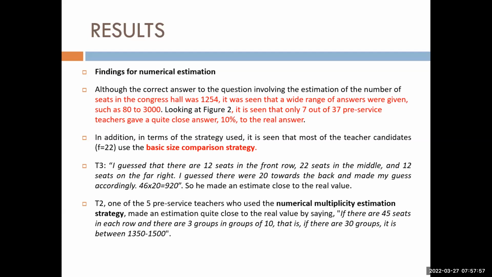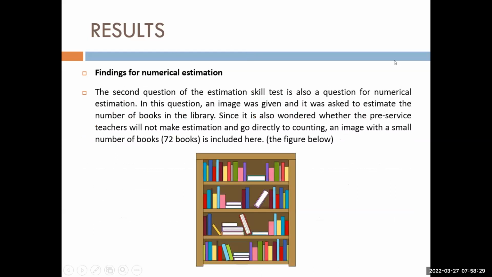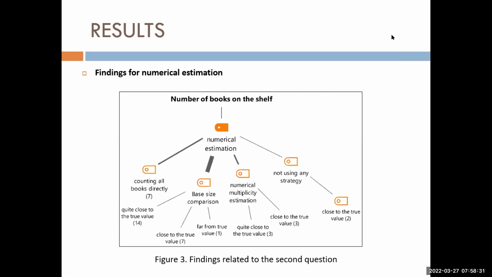Okay, T2, one of the 5 pre-service teachers who used the numerical multiplicity estimation strategy, made an estimation quite close to the real value by saying, if there are 45 seats in each row and there are 3 groups in groups of 10, that is, if there are 30 groups, it is between 1,350 or 1,500.